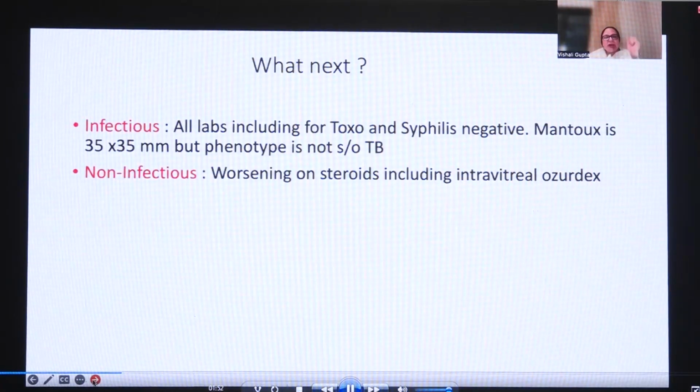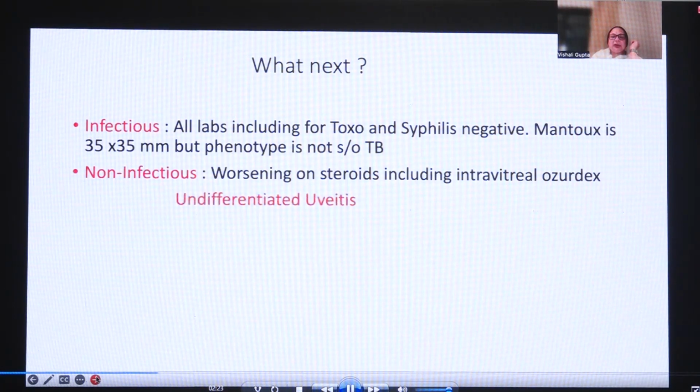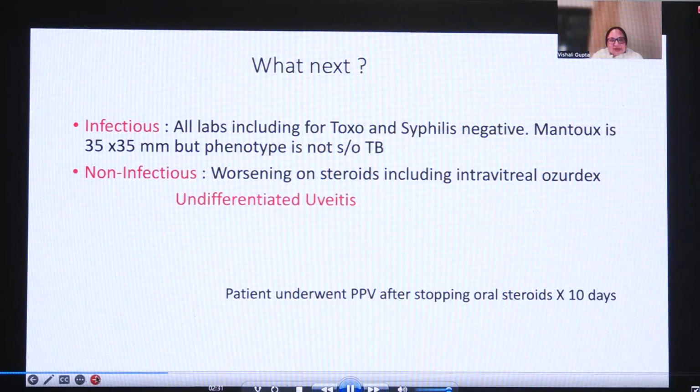So what next? We were not even sure whether it was infection or non-infection. I thought it was syphilis, but her repeated test for toxo and syphilis was negative. Mantoux was positive, but this phenotype was not really suggestive of TB, so anti-TB was not started. Could it be non-infectious? Honestly, we did not know whether it was a kind of multifocal choroiditis, and we thought maybe the left eye had become infected due to the Ozurdex. In short, it was undifferentiated uveitis.